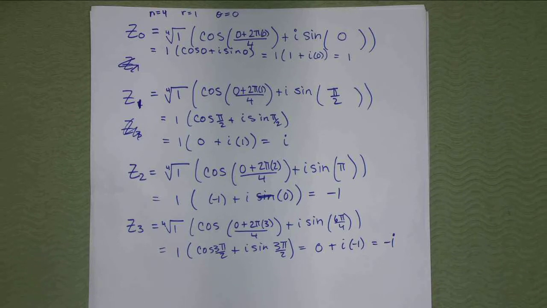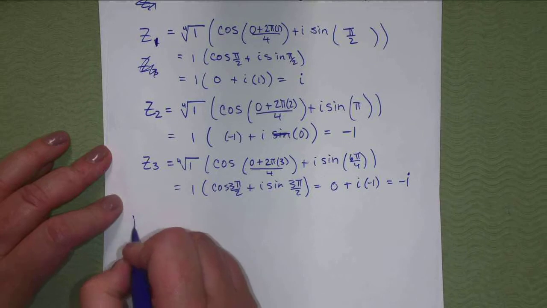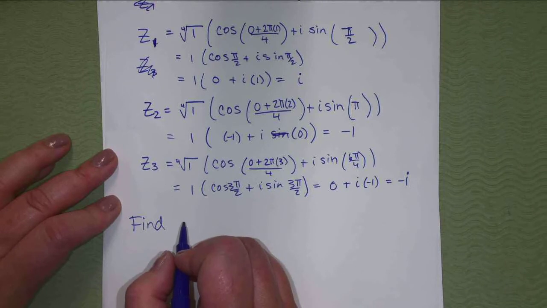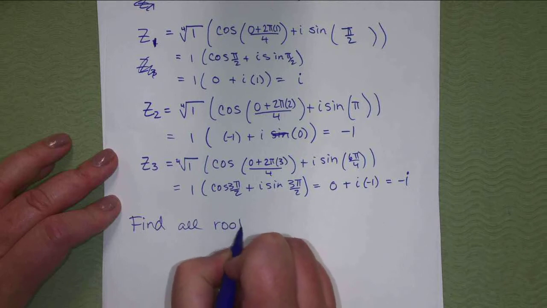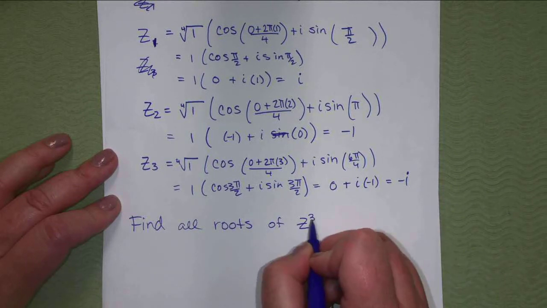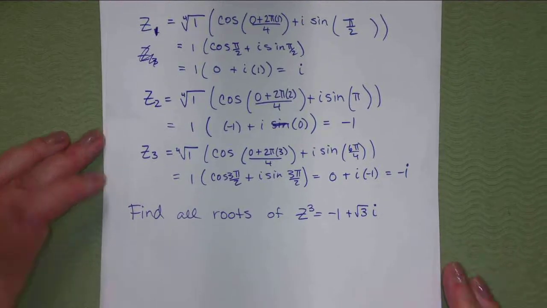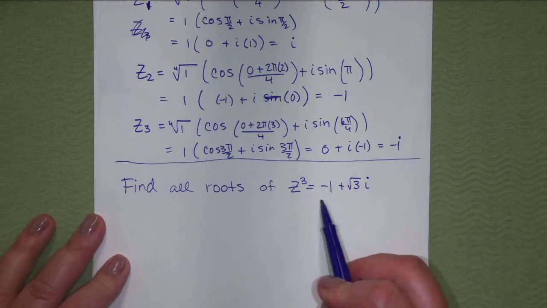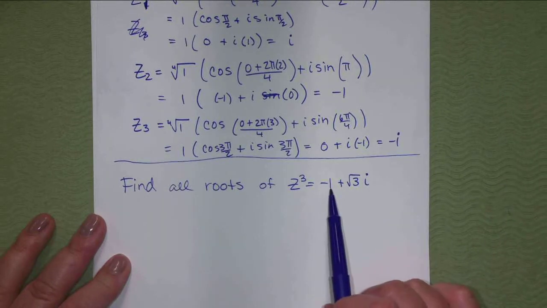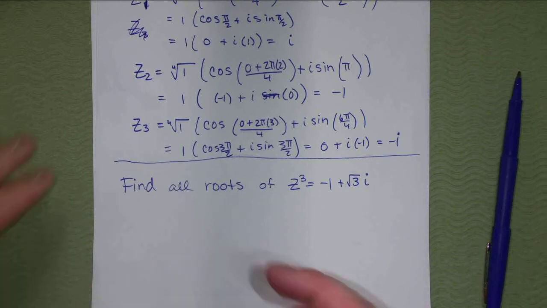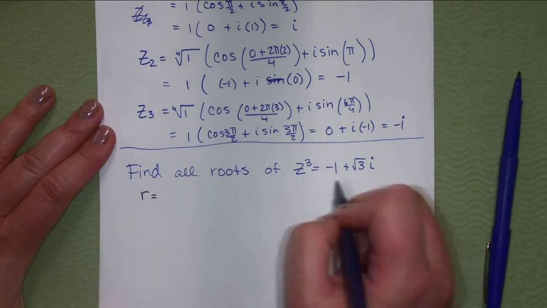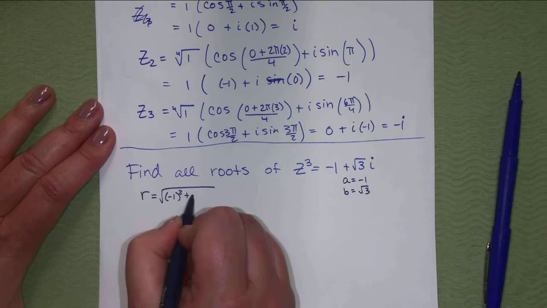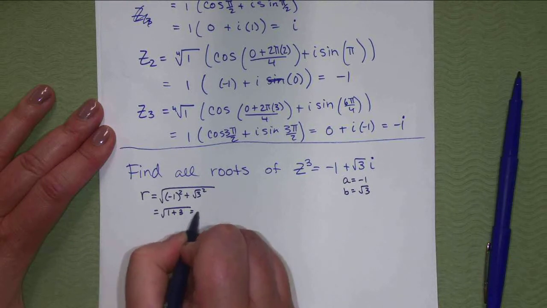Let's say find all roots of z to the power 3 is equal to, so the key word is roots there rather than the power, -1 plus root 3 i. So we need r. So a is -1 and b is root 3. -1 squared plus root 3 squared, 1 plus 3 is 4, and the square root of that is 2.